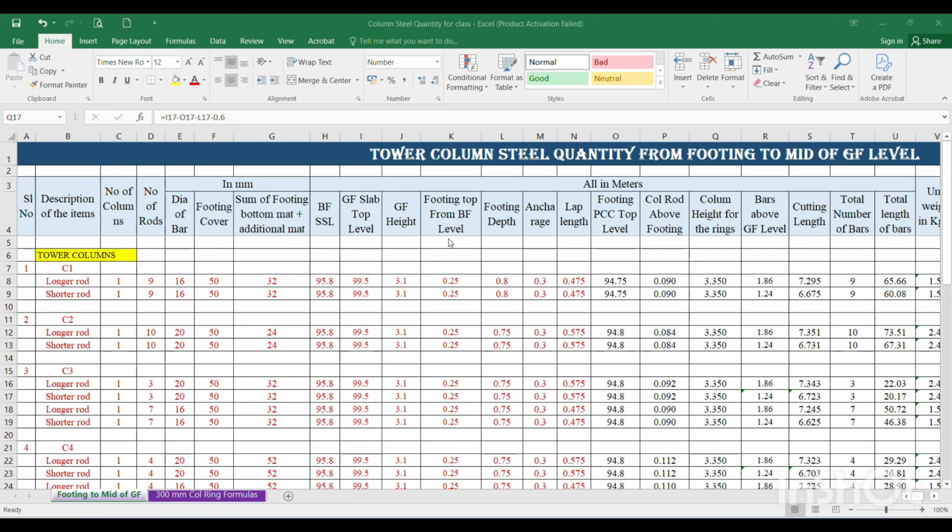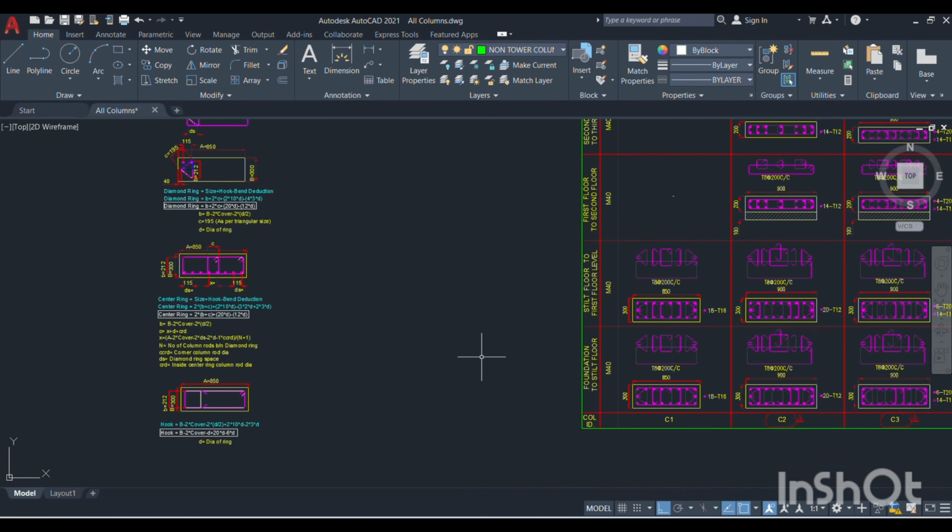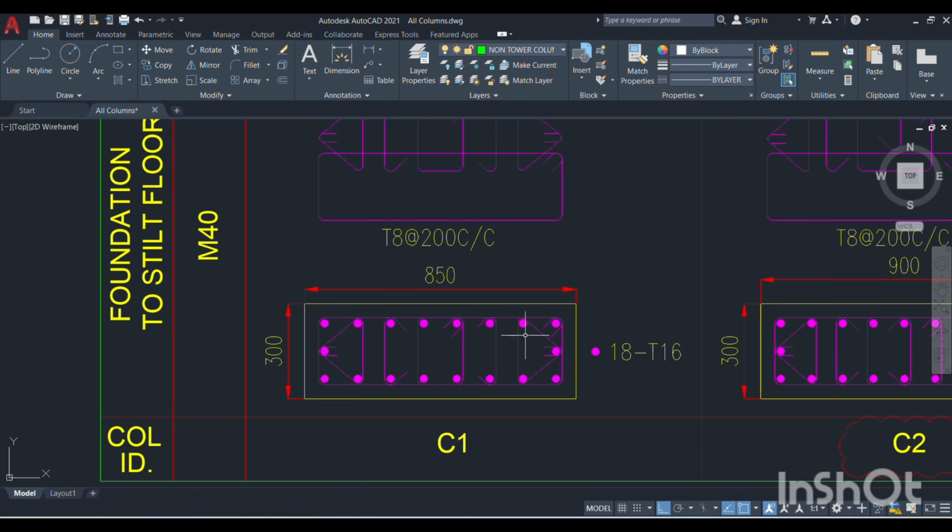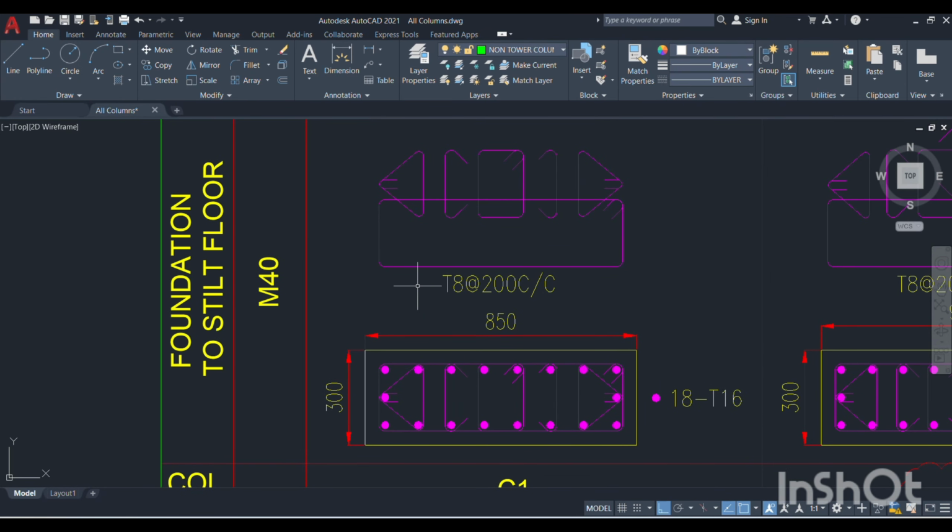In this video, I am going to explain how to calculate the column rings. In this, column rings are there, the C1 column rings. So how to calculate the column ring sizes and how to calculate the total column ring quantity.